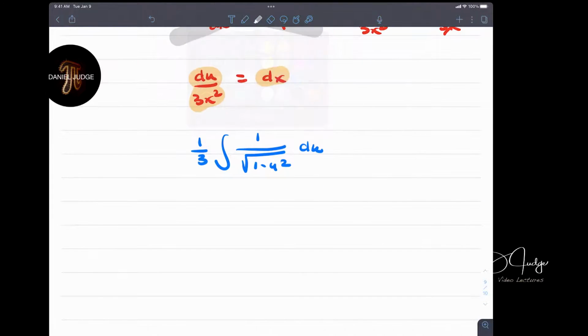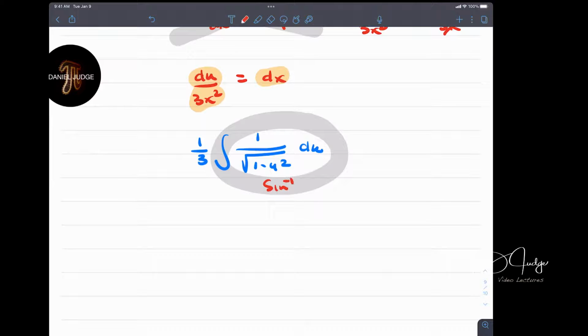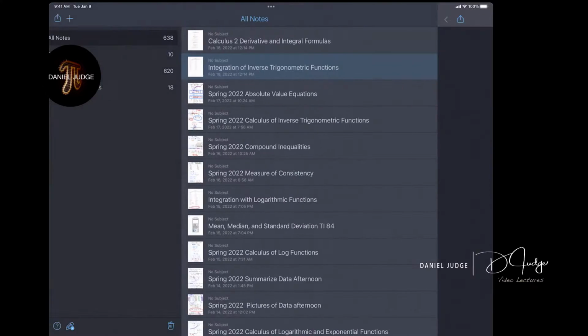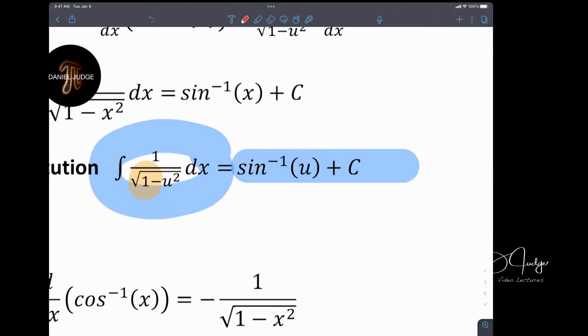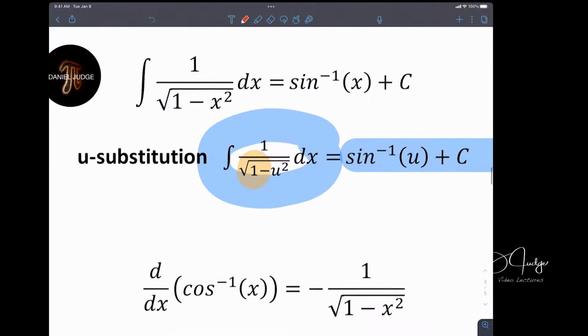And here you are again. You're saying, what do I do with this? This, ladies and gentlemen, again is inverse sine u plus c. This is the square root of, this is what we're looking for. Again, it's the u sub version of the formula on top.